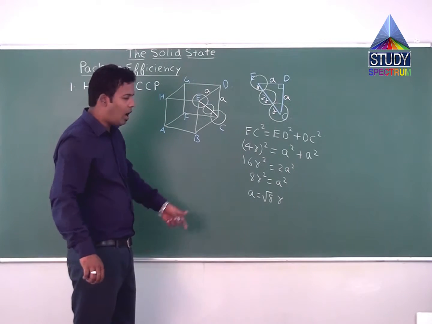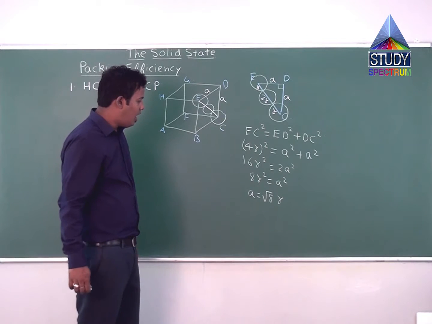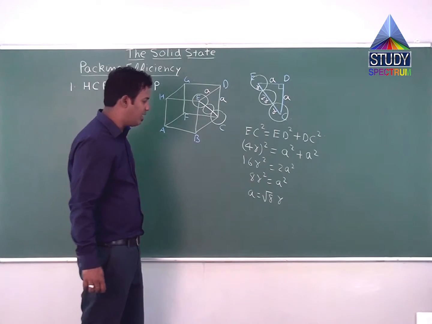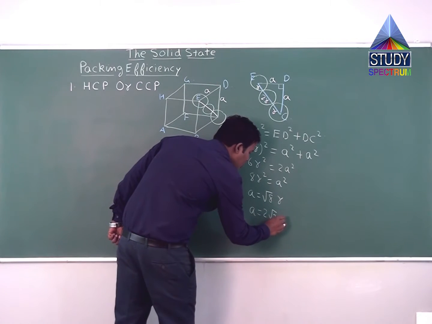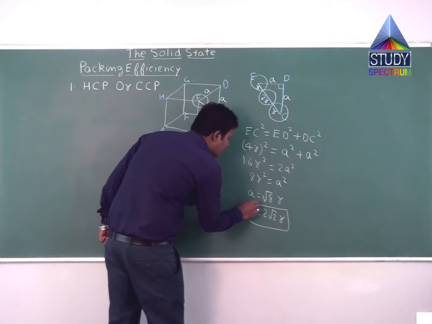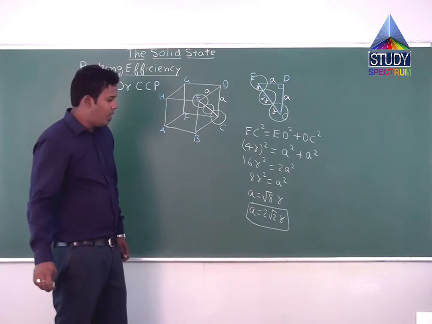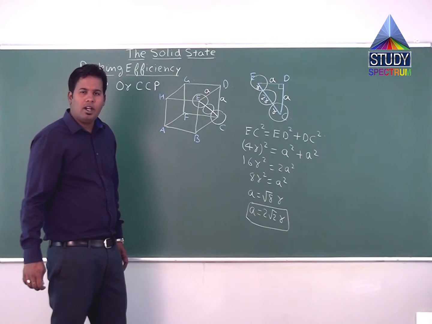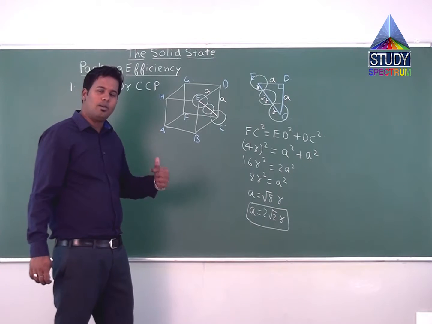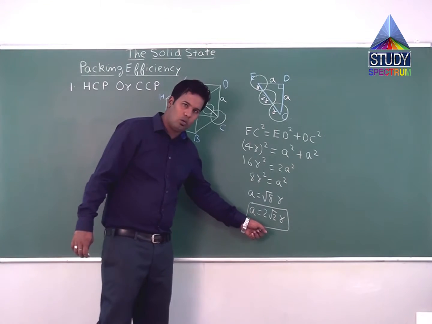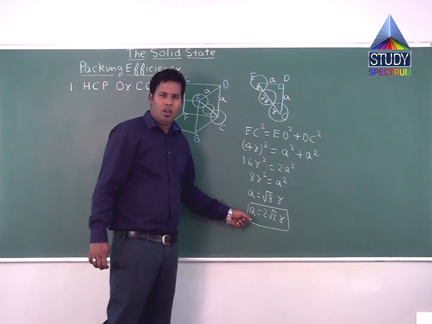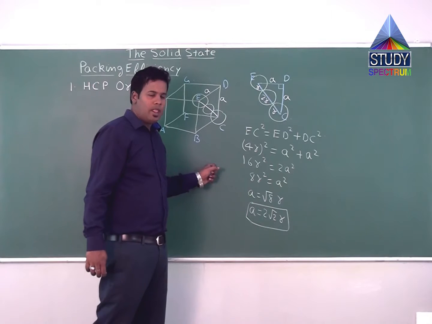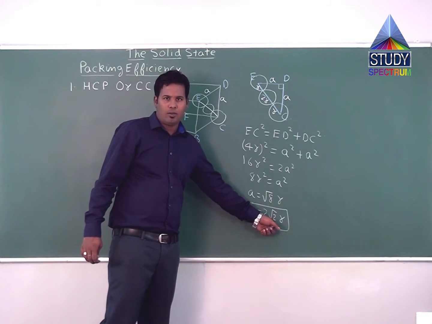I can bring out R outside this root because it is square, and 8 will be inside the root, it will become root 8. Or in other words, A is equal to 2 root 2 R. Why? Because root 8 is nothing but root of 2 square into 2, square of 2, that 2 comes out, so it becomes 2 root 2. So A is equal to 2 root 2 R. Okay. Now this is the relation between the edge length A of this cube, of this unit cell, and the radius of sphere, that is small r.